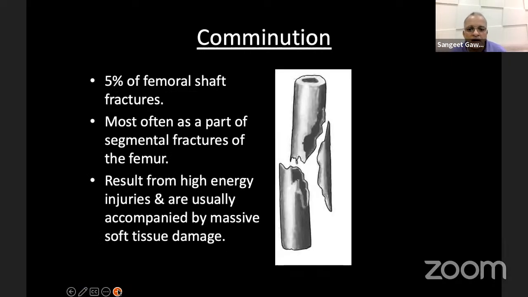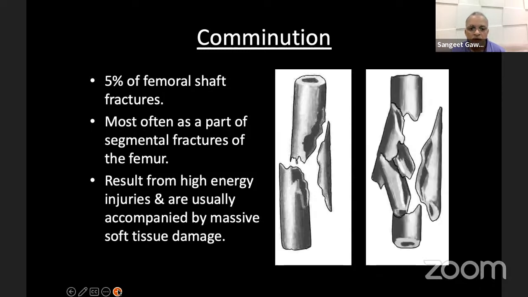Comminution is a part of these fractures, and that is seen in about 5% of femoral shaft fractures, most often as a part of segmental fracture of the femur, and usually they are the result of high energy injuries and usually accompanied by massive soft tissue disruptions of the femur and the muscles. So you can have either a large fragment or a segment which is split into multiple fragments.